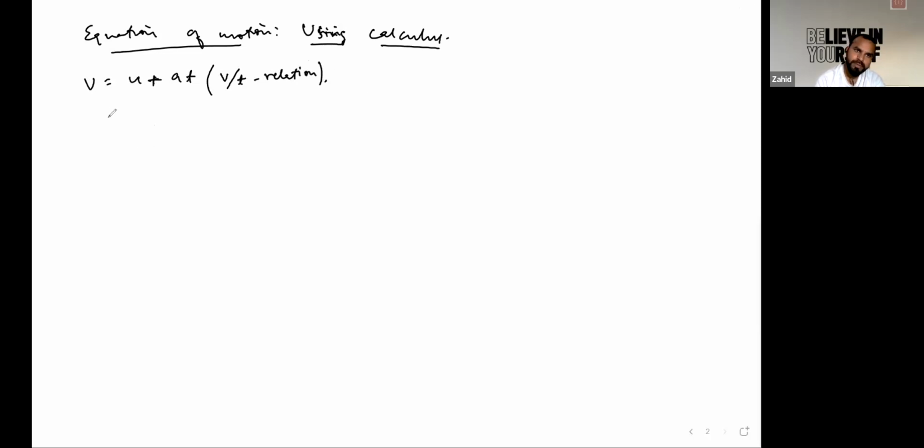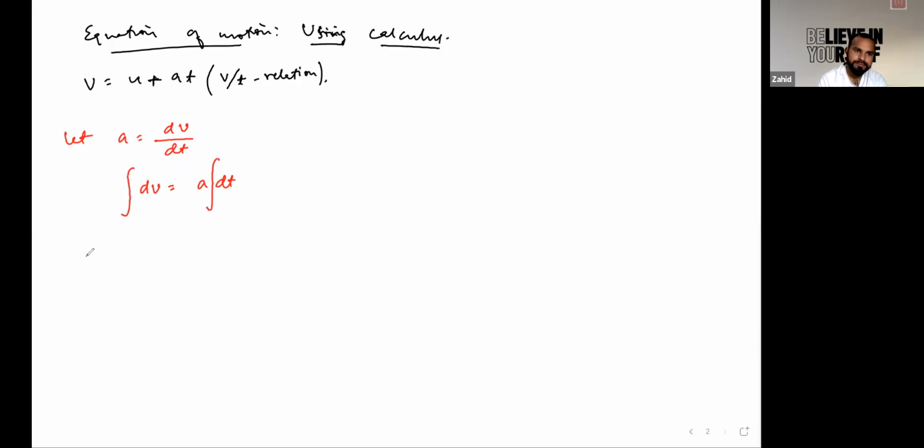So how to approach this part? Let's say velocity and time will give you acceleration. So acceleration is dv over dt. Now rearrange this equation. You will get dv equals a times dt. Now just integrate this whole part.